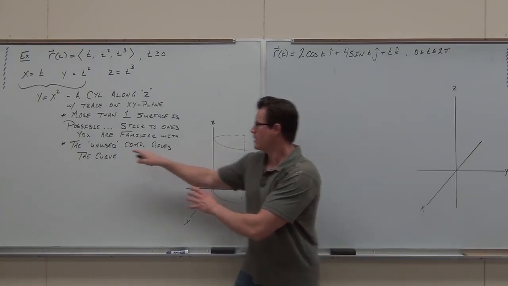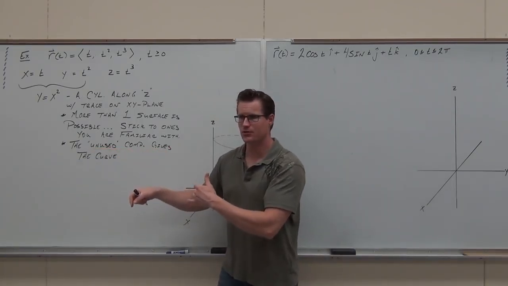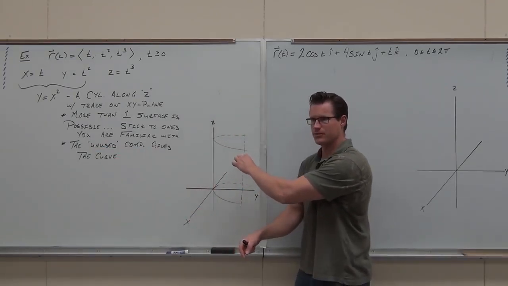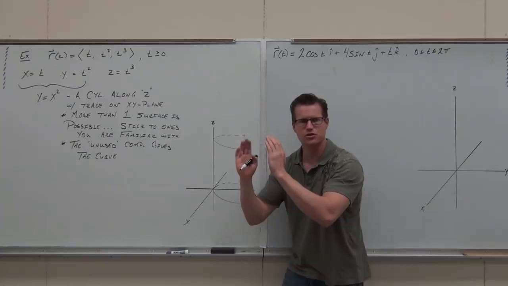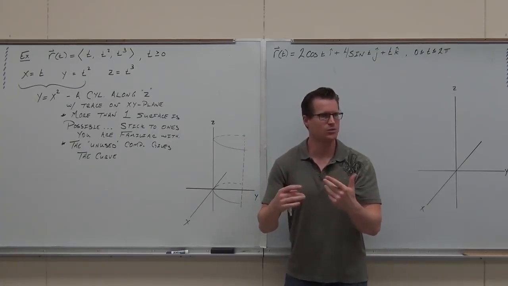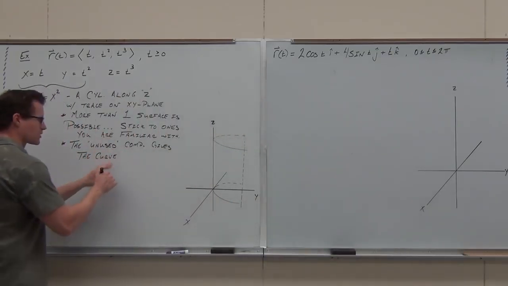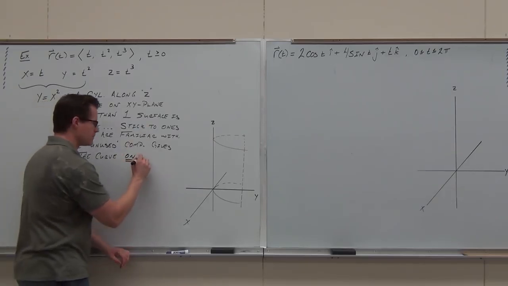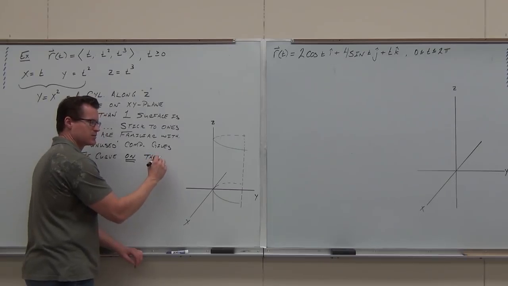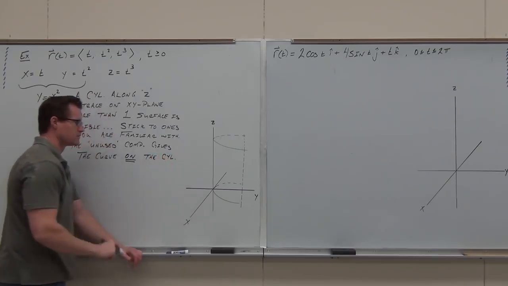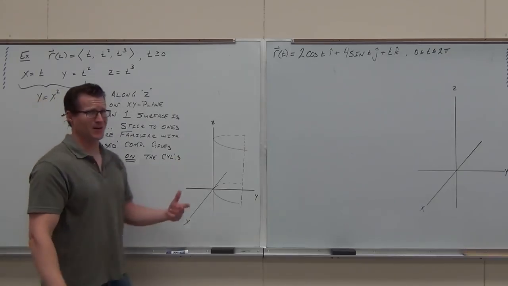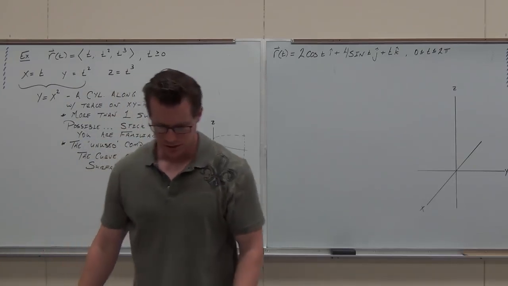No. The unused component is going to give you the curve. That curve is going to be on this cylinder. It's going to be right on the surface of that cylinder. That's what's going on. So the unused component gives the curve on the surface that you just made. In this case, it's a cylinder, on the cylinder's surface. It's a pretty cool idea of what we're doing. It's kind of neat.